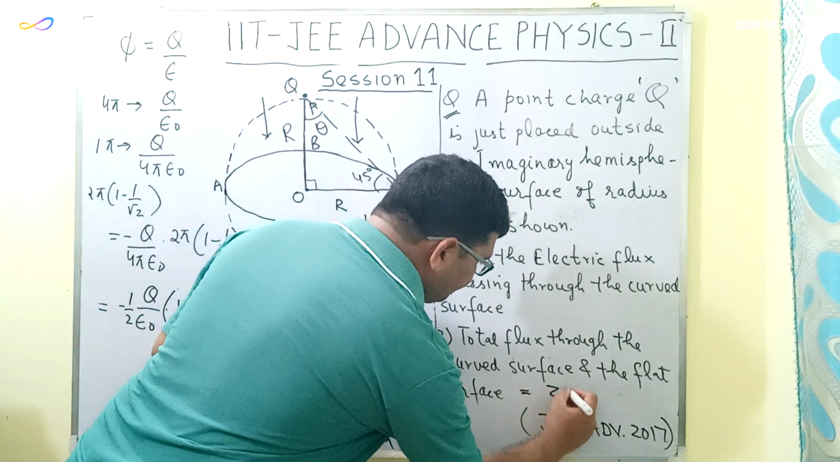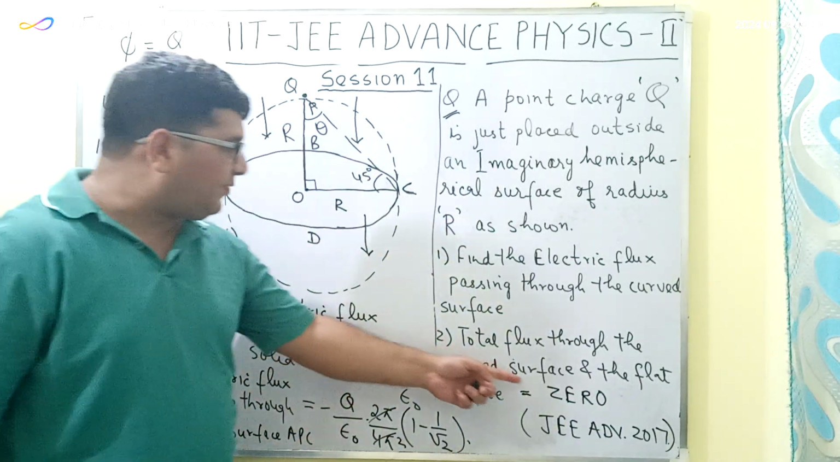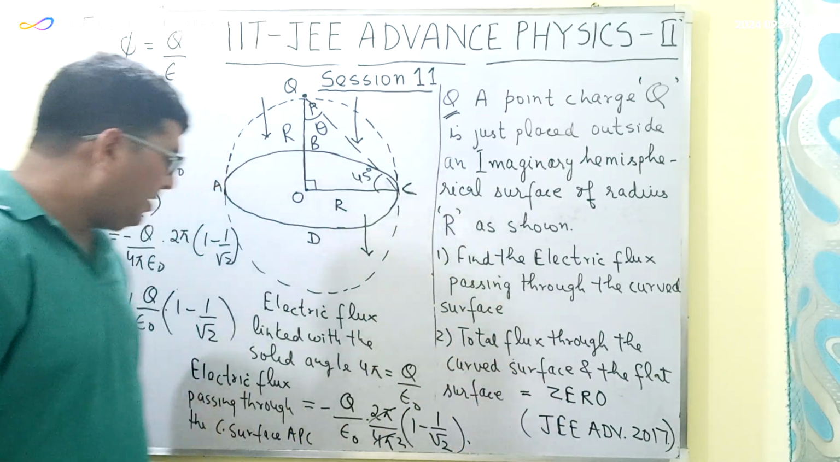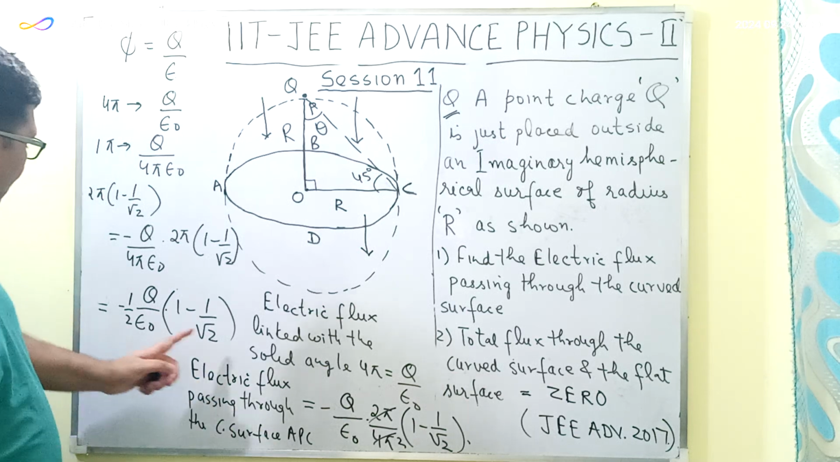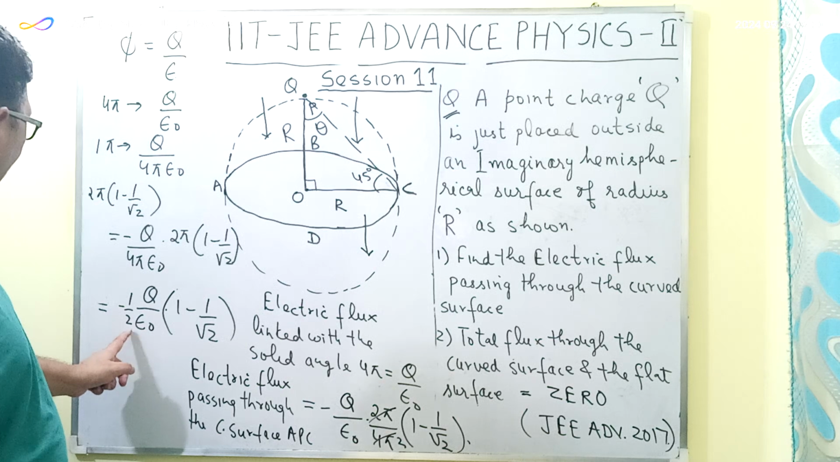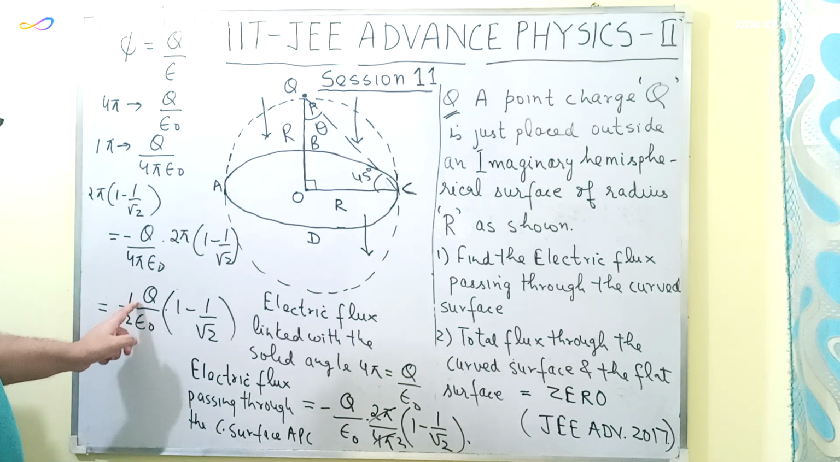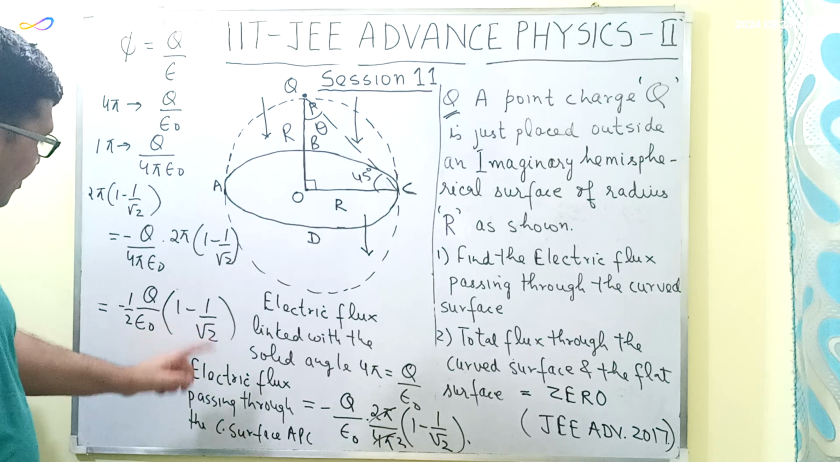So the total flux passing through the curved surface and the flat surface will be equal to 0, and the total flux which will be passing through the curved surface will be equal to this value, that is minus 1 by 2 into Q upon epsilon naught multiplied by 1 minus 1 upon root 2.